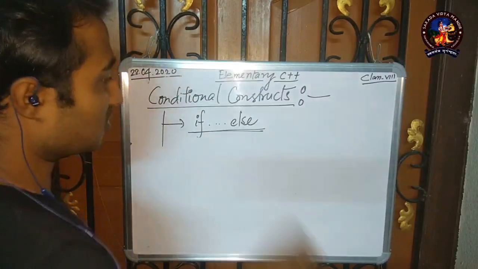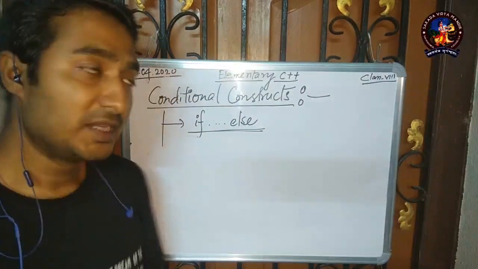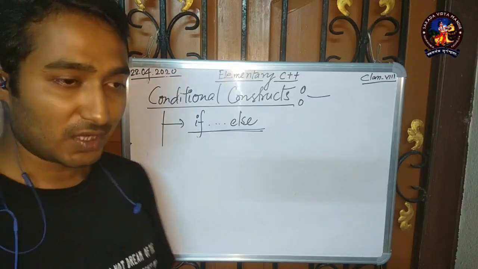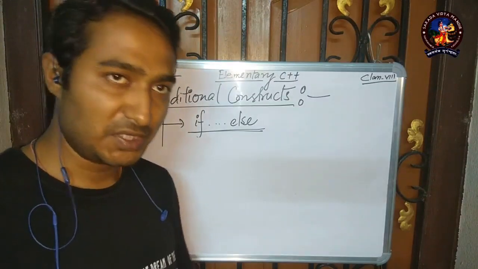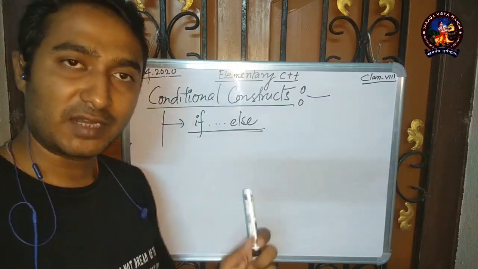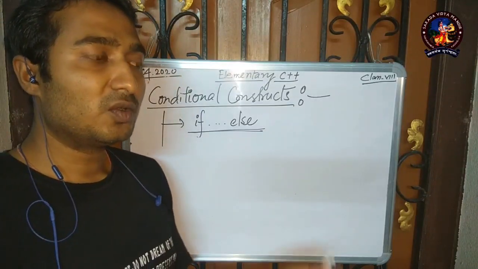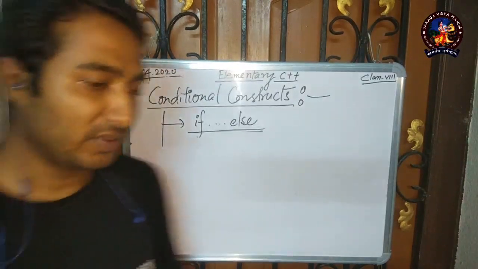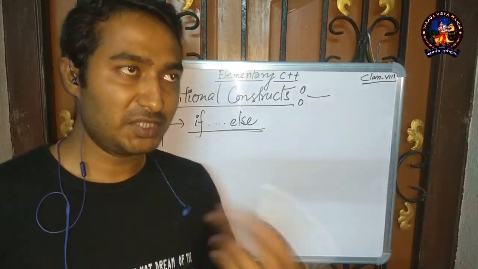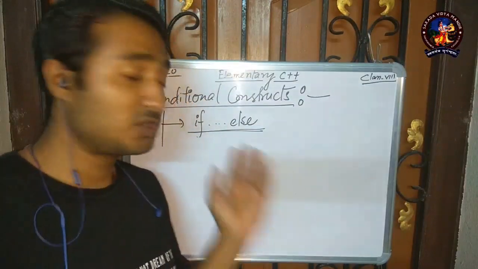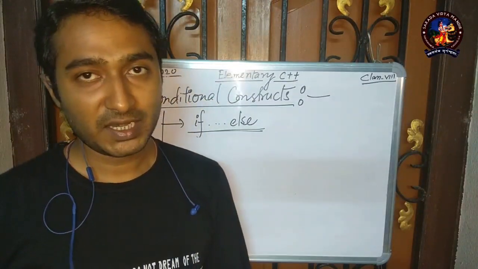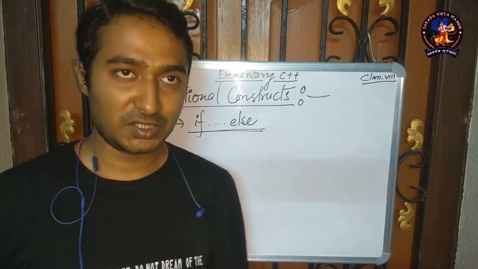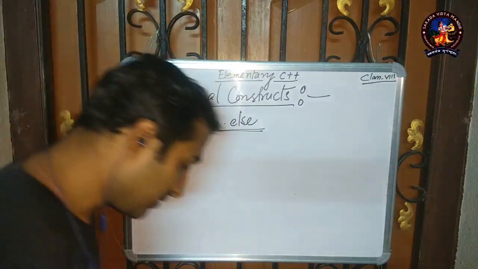So if else construct. What is if else construct? If else construct allows us to take a decision based on a given condition, and we can put only two decisions here. Like if the condition is true, then one decision will be taken. If the condition is false, then another decision will be taken. Okay, so let's give an example.